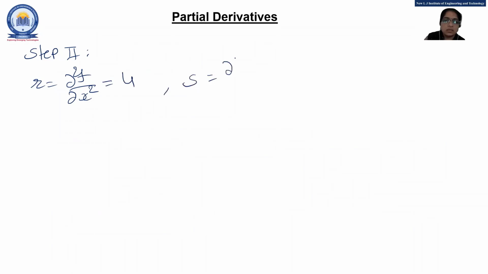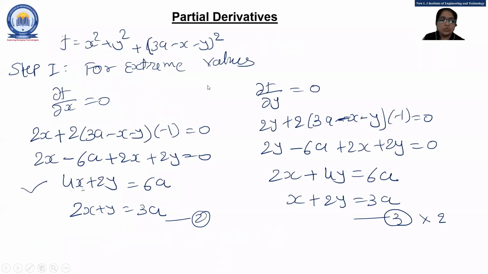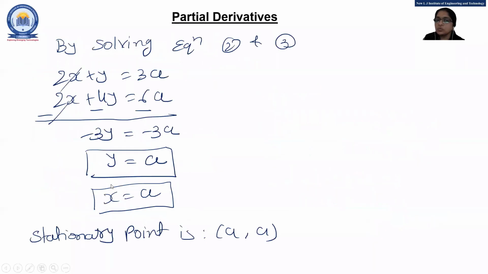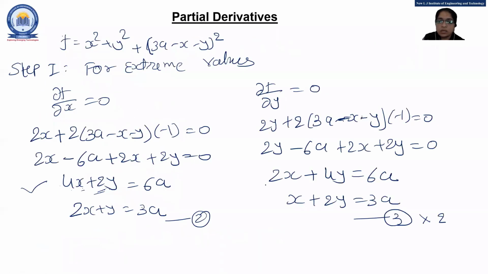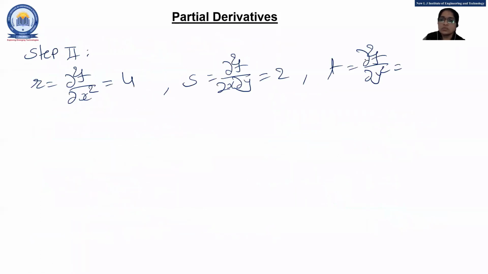Value of s, that is del square f by del x del y. It means we have to take the derivative of this equation with respect to y. So with respect to y, we get answer 2, right? So s is 2, and t, that is del square f by del y square. It means this is the value of del f by del y. By taking the second derivative of this equation with respect to y, we get answer 4. So we have done our step 2 here.